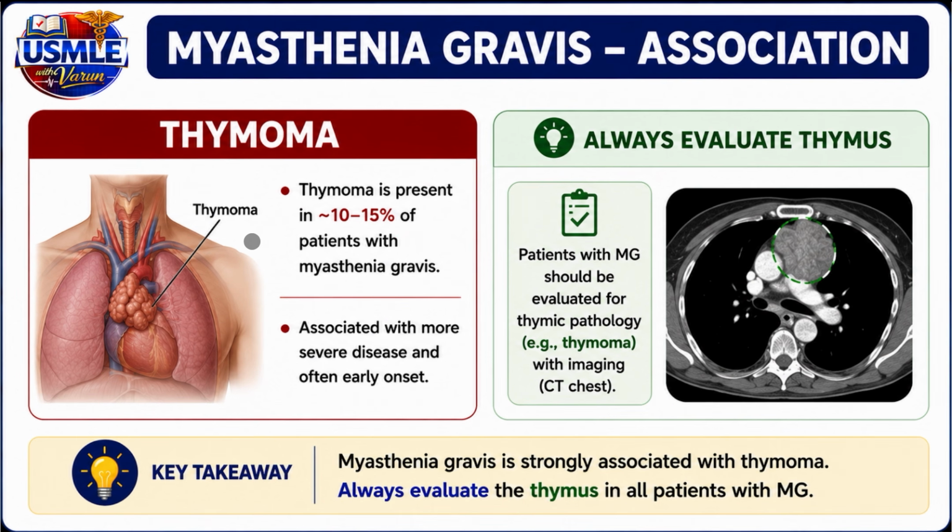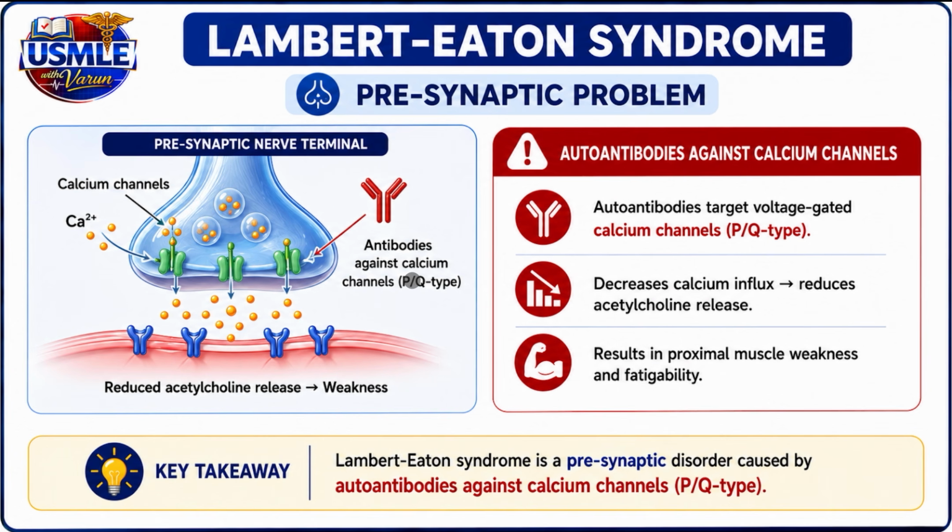Myasthenia gravis is strongly associated with abnormalities of the thymus, including tumors and hyperplasia. Evaluation of the thymus is essential in cases of myasthenia gravis. Thymoma is present in 10 to 15% of patients with myasthenia gravis. This is associated with more severe disease and often early onset. We always need to evaluate the thymus in patients who are diagnosed with myasthenia gravis. We usually need to do a CT scan to assess the thymus. So myasthenia gravis is strongly associated with thymoma. Always evaluate the thymus in all patients with myasthenia gravis.